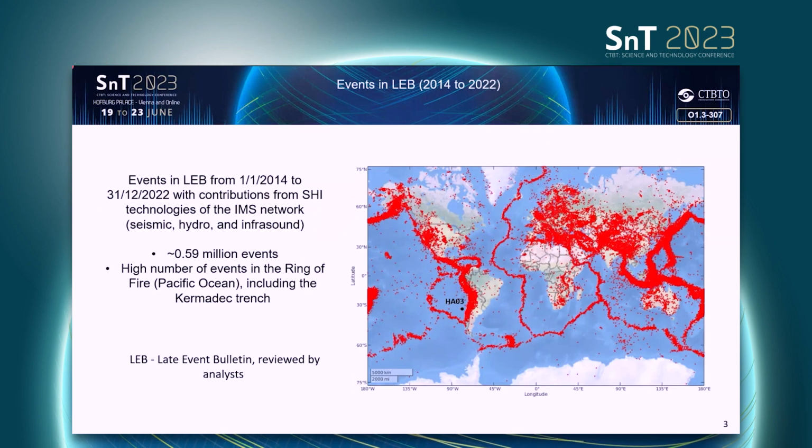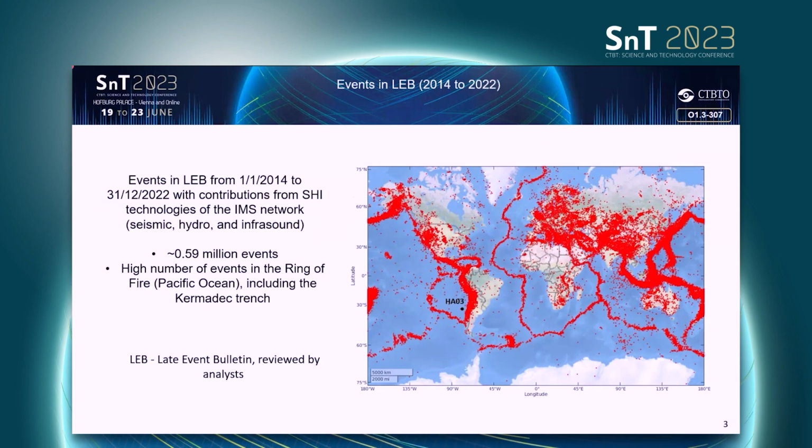Here you have a map with the events in LEBs. Maybe if some of you are from NDCs, you are familiar with these LEBs. These are bulletins provided by CTBTO. In this case, they are events reviewed by our analysts, just for you to have an idea. These events are different from detections. I will explain later what a detection is.